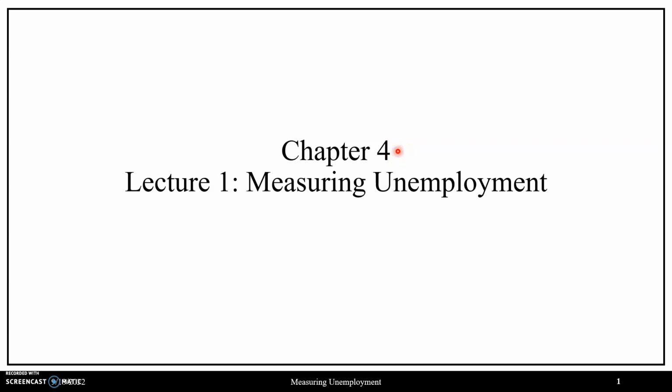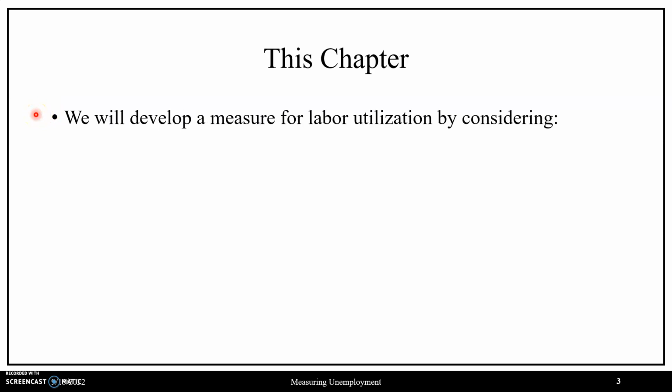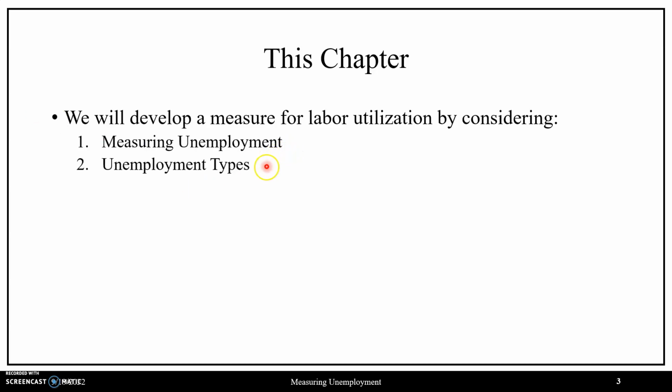In this video, we begin our discussion on Chapter 4, where in our last chapter we developed GDP as a measure for total output. In this chapter, we will develop a measure for labor utilization by considering how to measure unemployment, to then distinguish between unemployment types and conclude by going over some unemployment data.